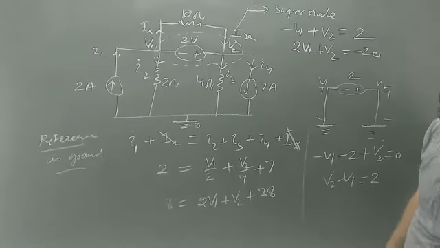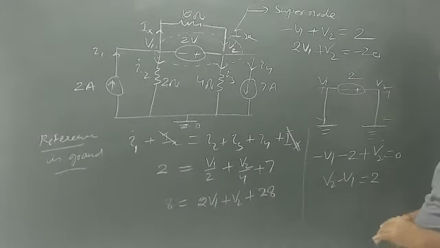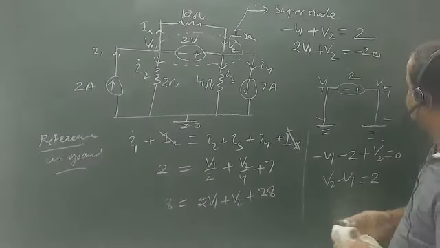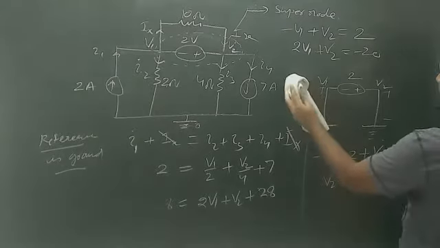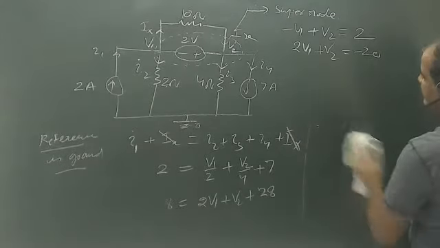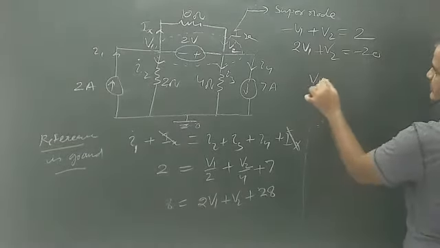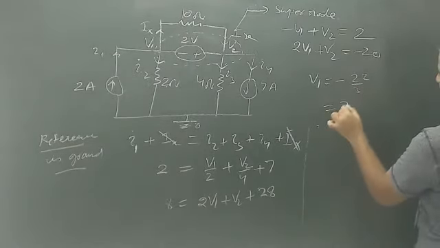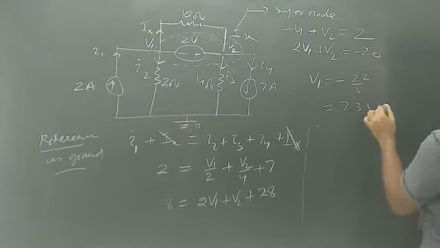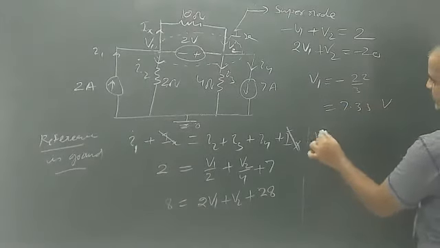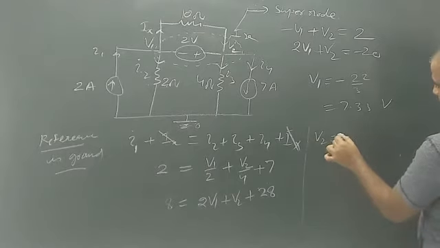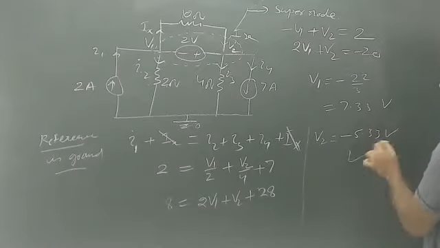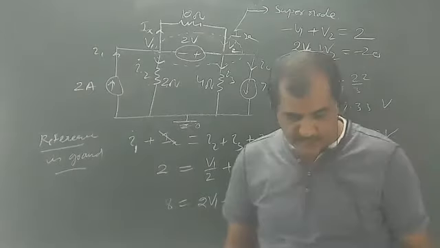How much is the answer coming? V1 equals -22 upon 3 volts and V2 equals -16 upon 3 volts. So how much is v1 coming? Sir, -22 upon 3 volts. 22 upon 3, that means 7.33. Yes sir, correct. And v2? V2 is coming -16 upon 3, that is 5.33, -5.33. Yes, so the answer is correct. Okay.